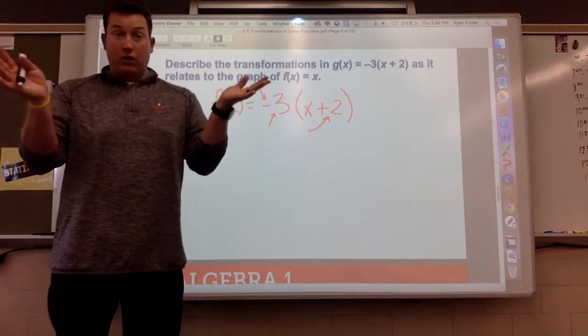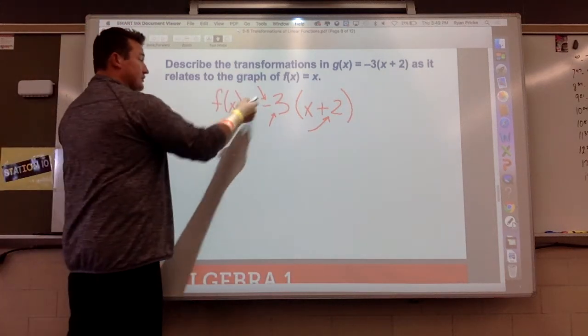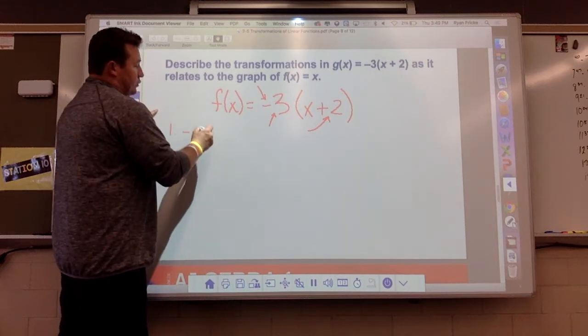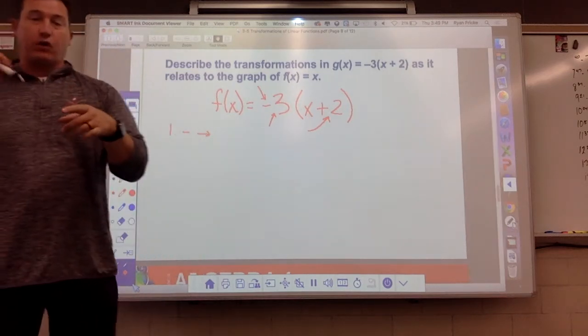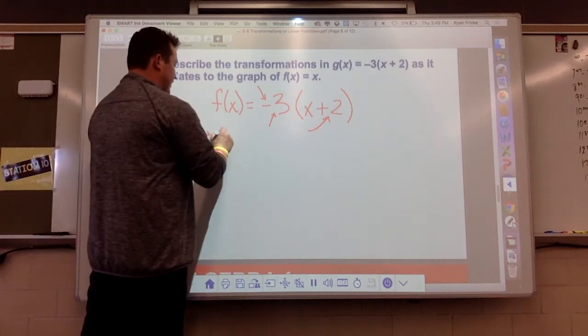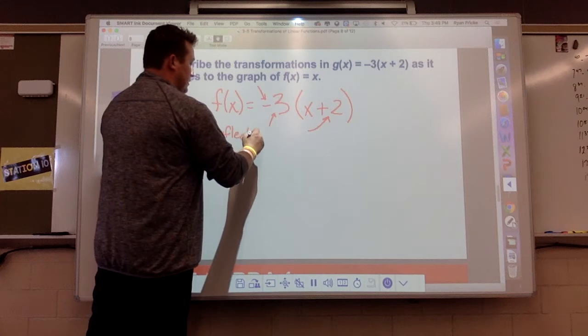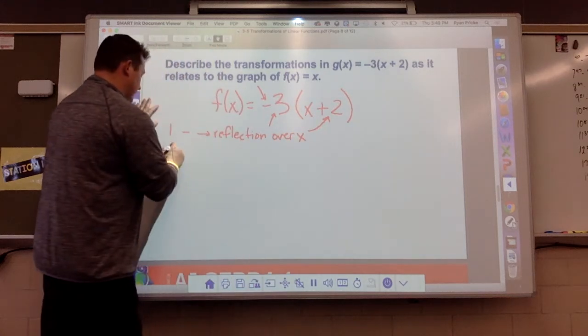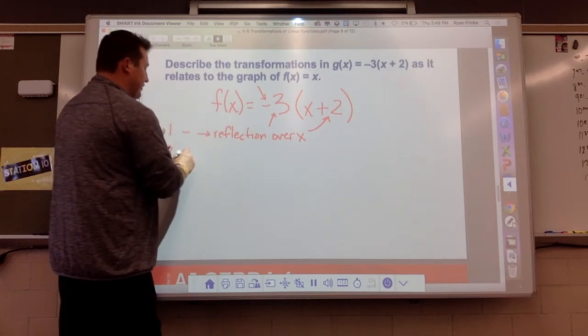It doesn't matter what order that you say these in. So let's just start with the negative. So the first move, right? The negative will do what? It will reflect it or flip it over the x-axis. That's right. So this is a reflection over the x.